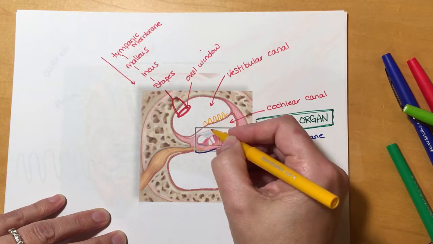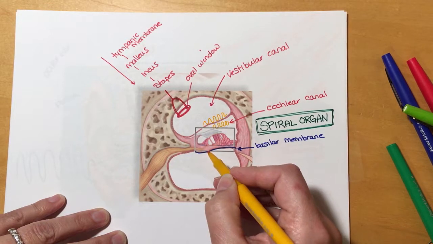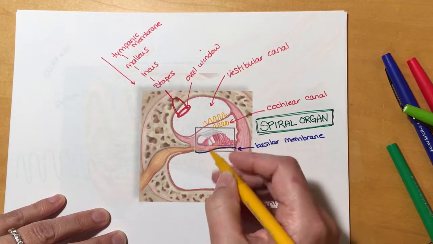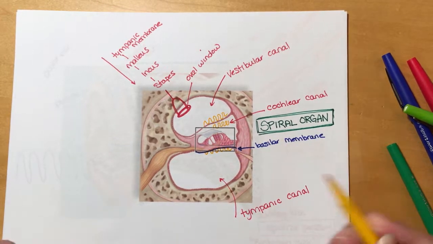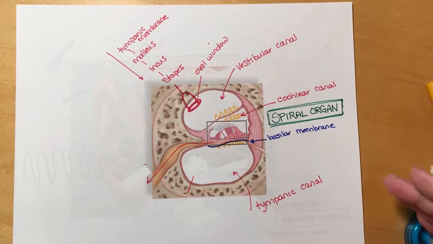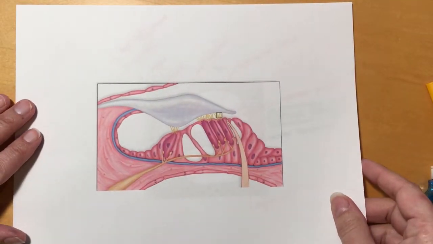More waves will happen in the cochlear canal, and therefore the basilar membrane will also vibrate up and down. So the basilar membrane is vibrating up and down. Let's take a closer look at what this looks like.